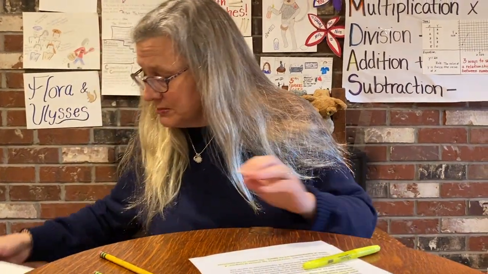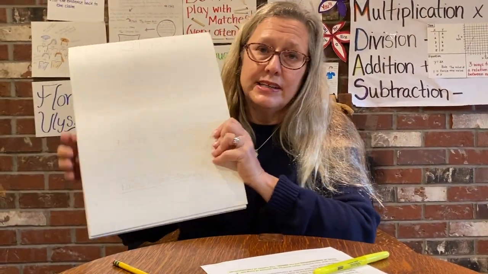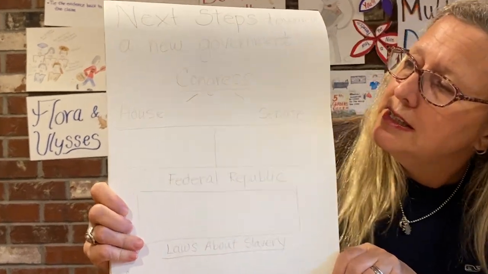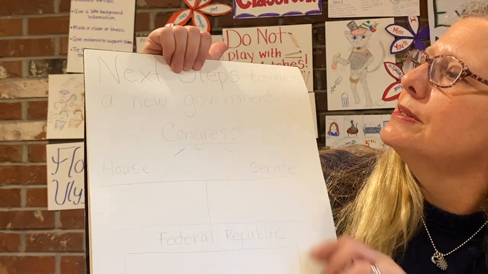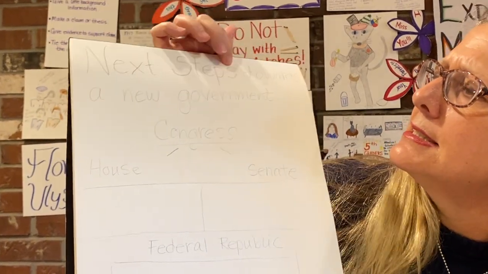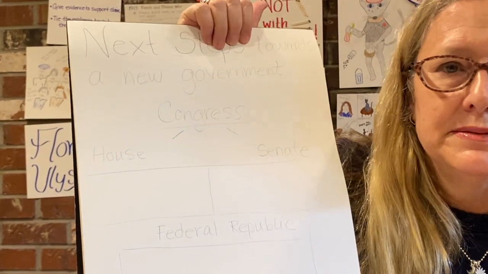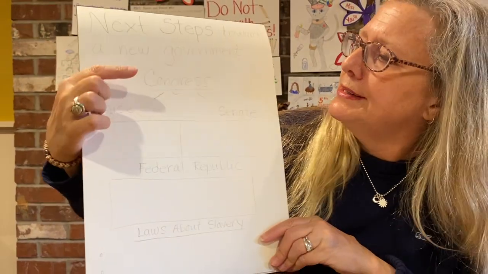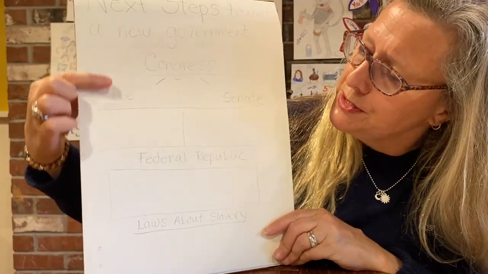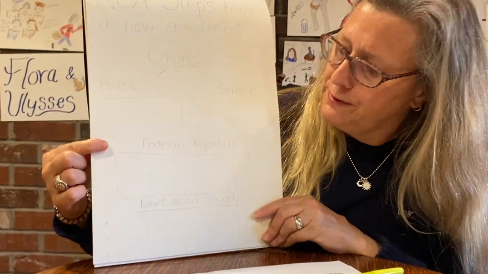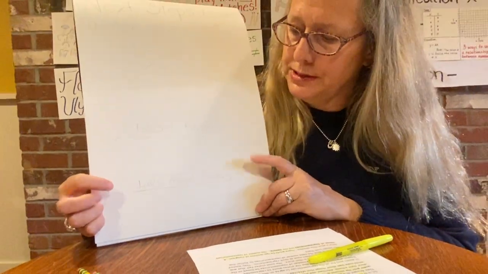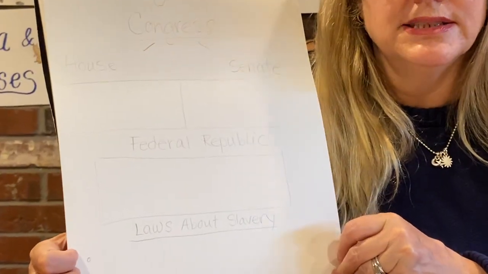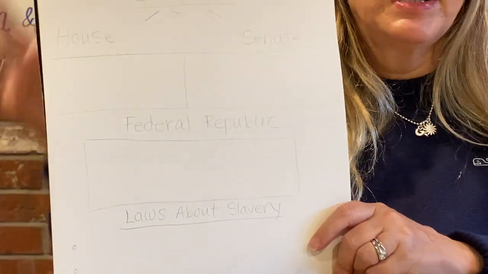I started sketching mine out a little bit so you kind of get an idea what it's going to look like. I did it kind of faintly because I'm just starting, but I titled it Next Steps Toward a New Government, because that's what it is. And then we're going to explain how Congress worked. We're going to explain what a federal republic means. And then we're going to include the 3 new laws about slavery. And we will start working on that tomorrow.